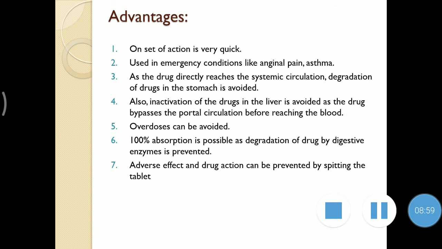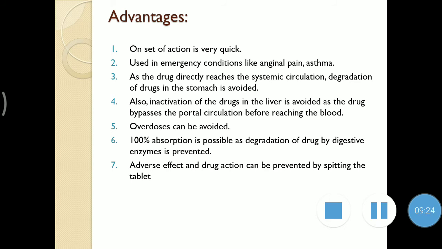Advantages of this route: the onset of action is very quick, so it can be used in medical emergencies like angina, pain, asthma, etc. The drug goes directly into systemic circulation, hence degradation in the stomach is avoided. Since the drug goes directly into systemic circulation, first pass metabolism is avoided.